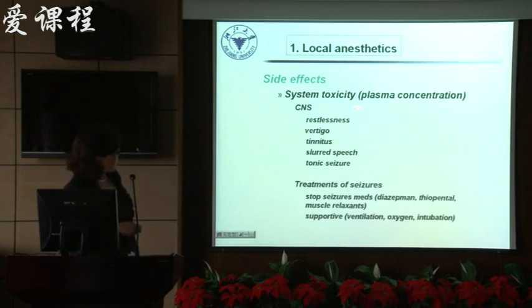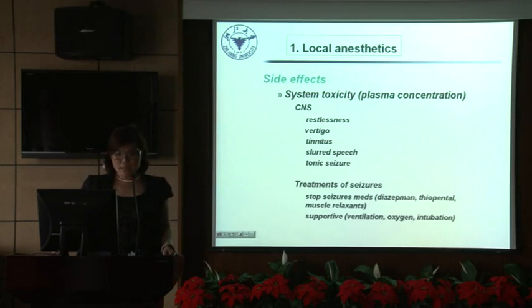The manifestation of systemic toxicity is in the central nervous system. Sometimes we can see the patient has some kind of symptoms, for example, restlessness and vertigo, sometimes tinnitus and slurred speech or tonic seizures.